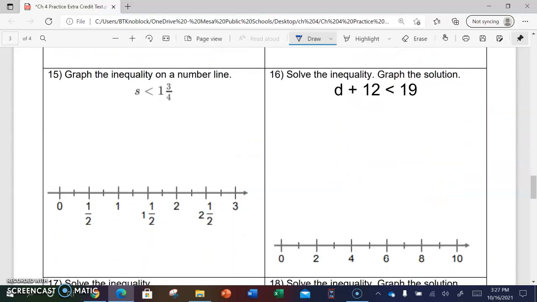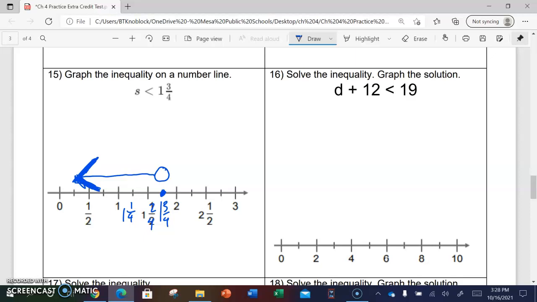Number 15, we want to graph this. 1 3/4. This would be 1 1/4, 1 2/4, so 1 3/4 would be right here. Now, you're going to have an empty circle because it's not equal to, and we want all the numbers less than 1 3/4. So it goes to the left, empty circle.